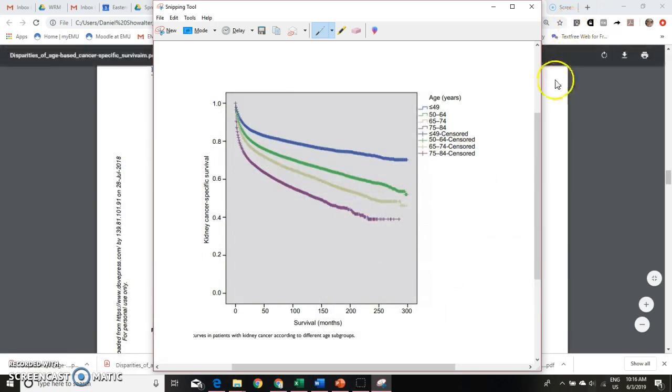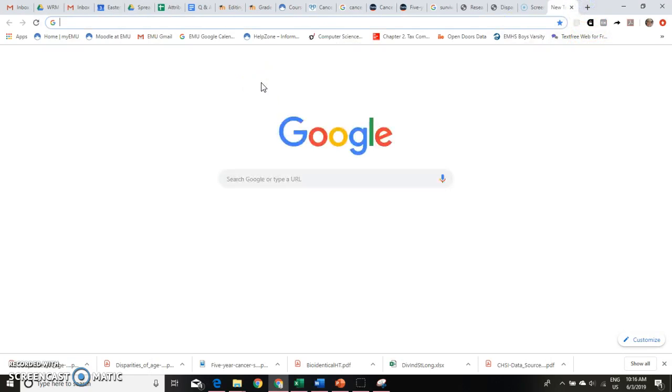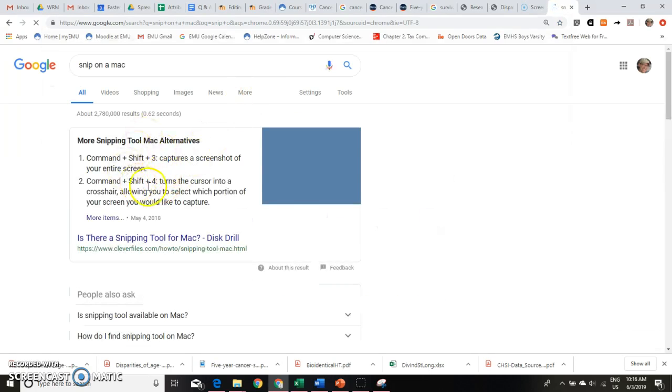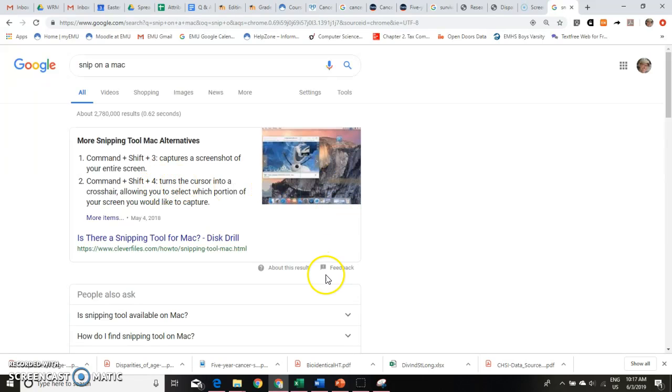By the way, if you're on a Mac, you might do a Google search for snip on a Mac, and you would have some opportunities here. So this is something that'll get your entire screen. It looks like Command-Shift-4 will let you do the thing that I just did.